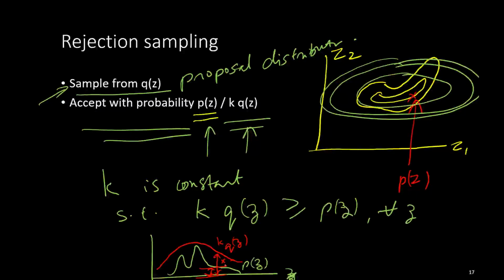The disadvantage of this is that wherever this ratio is small, where P of Z is much smaller than K Q of Z, I will reject a lot of samples in that region, and I will be wasting samples in those regions. Plus the other disadvantage is that I have to find a good value for K. Otherwise this scheme will not work.